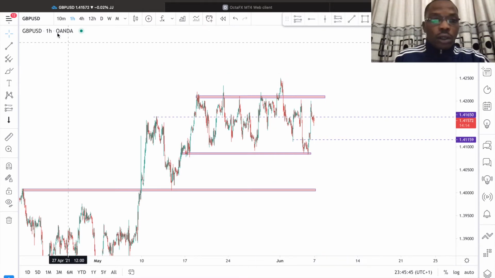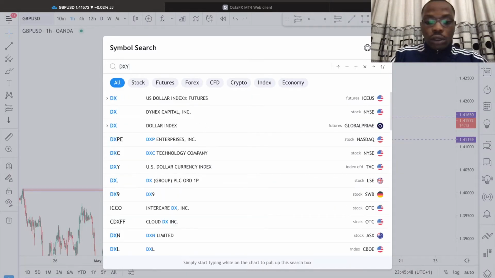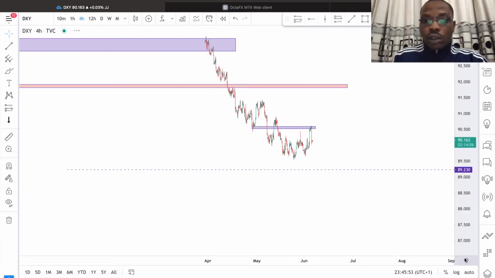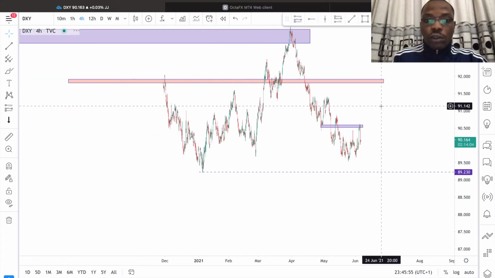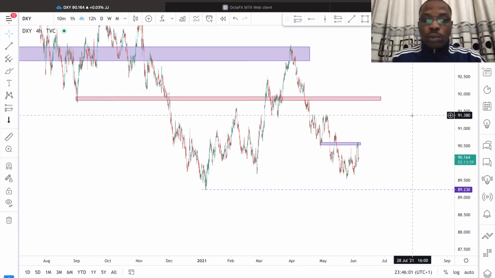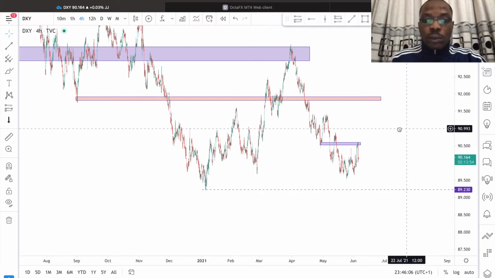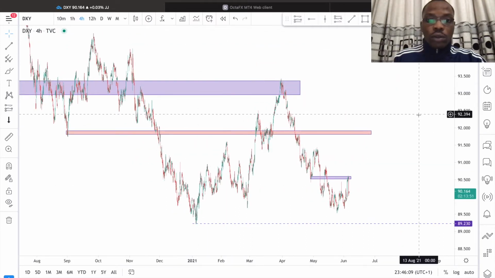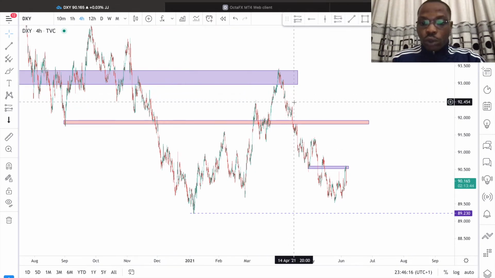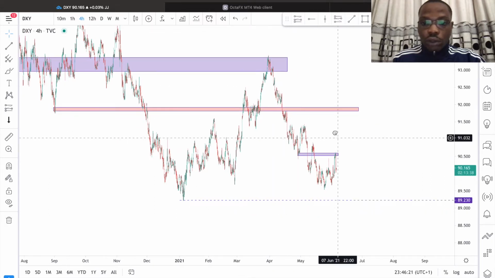So to start off with our analysis, we need to look at the DXY. The DXY is the dollar currency index. The chart we're looking at right now measures the strength of the dollar against a basket of other foreign currencies. As we can see on the dollar currency index chart, we've been in a downtrend since April 2021.